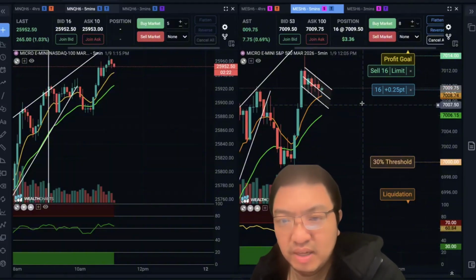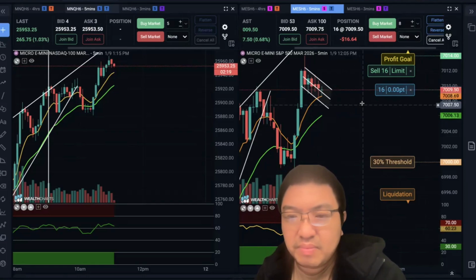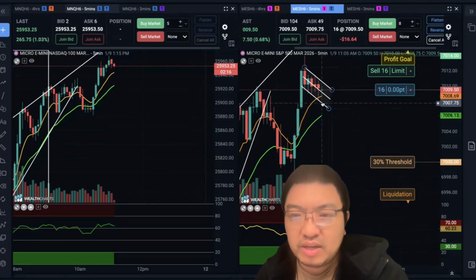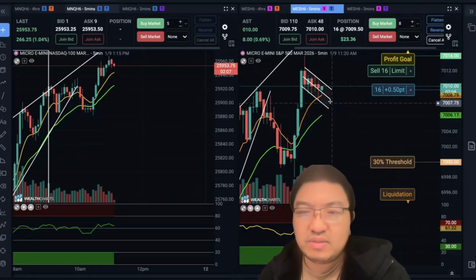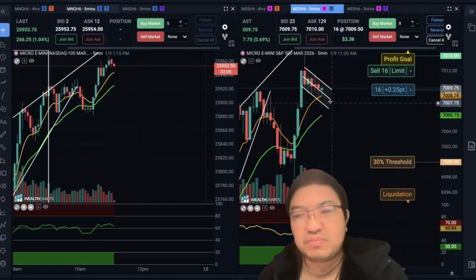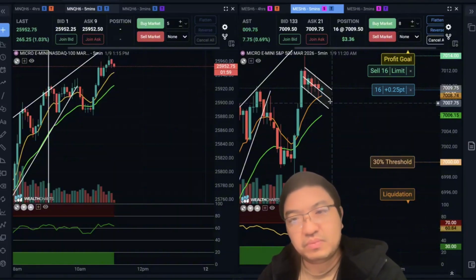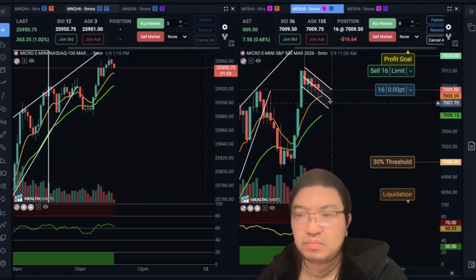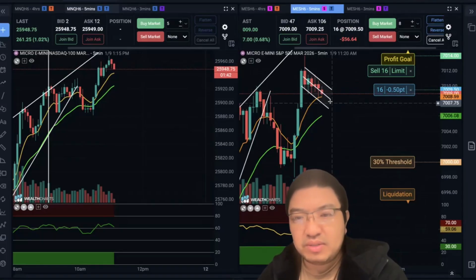Now ES becomes a triangle sideways again. See, it does not create a lower low, trigger the lower bound of this channel, of this flag channel. It's something like this. Triangle, triangle. Okay, even at 0 points, I lose $16. That means the commission. That's the commission.